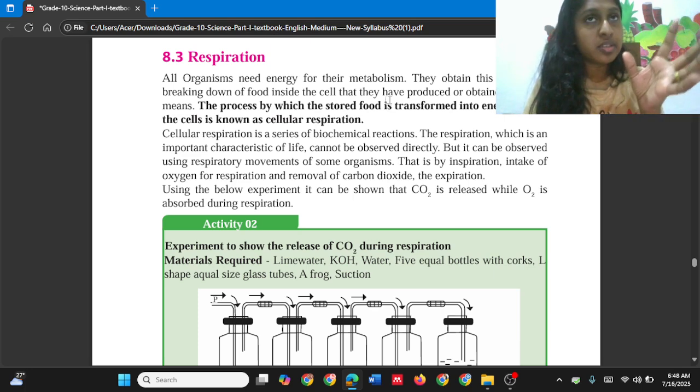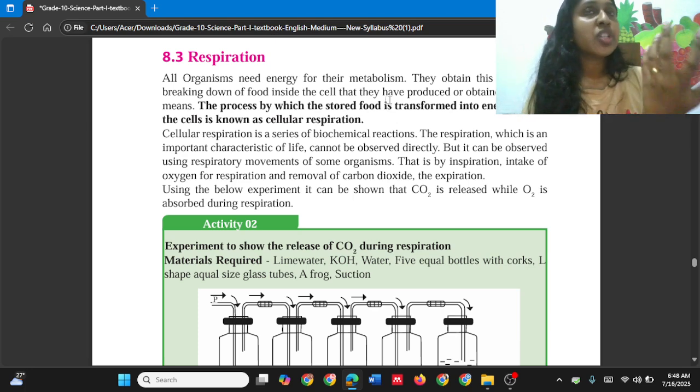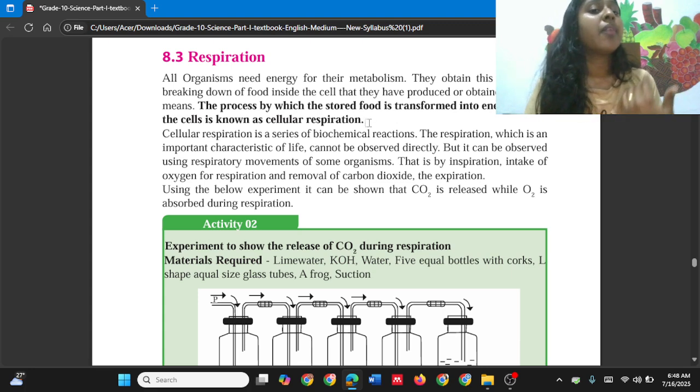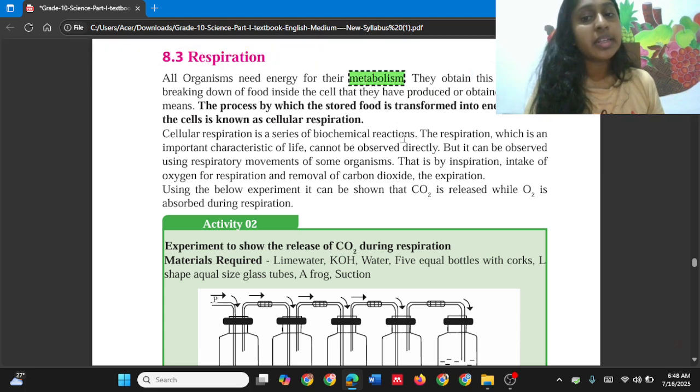Earlier in photosynthesis, we observe we store the light energy of the sunlight. Then in respiration, that is released inside our body. The light energy stored by the plant is released as energy inside the body through the process called respiration. That energy is what we use for our metabolism.